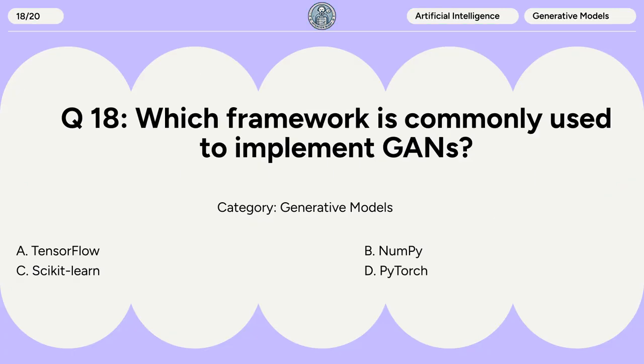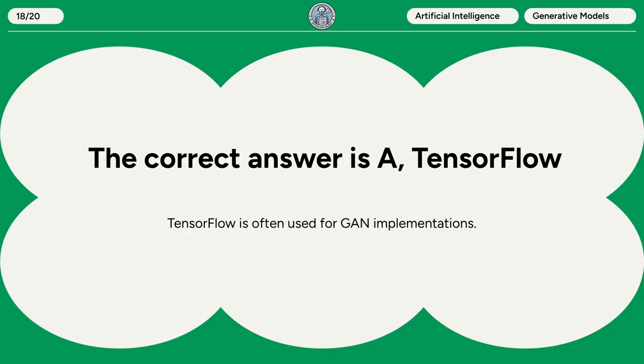Question 18. Which framework is commonly used to implement GANs? A. TensorFlow. B. NumPy. C. Scikit-learn. D. PyTorch. The correct answer is A. TensorFlow. TensorFlow is often used for GAN implementations.